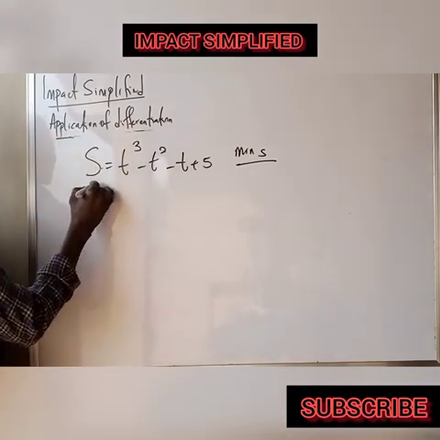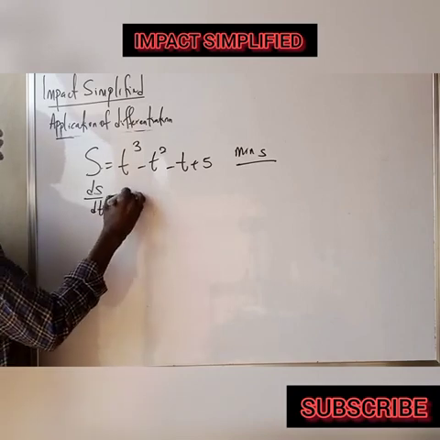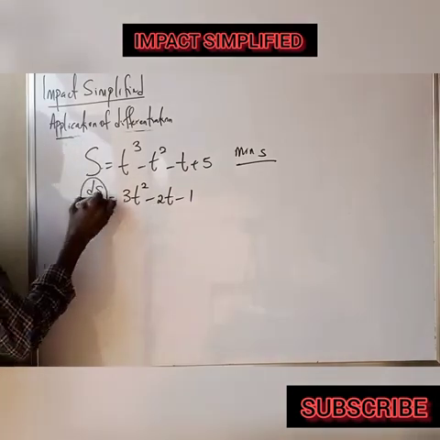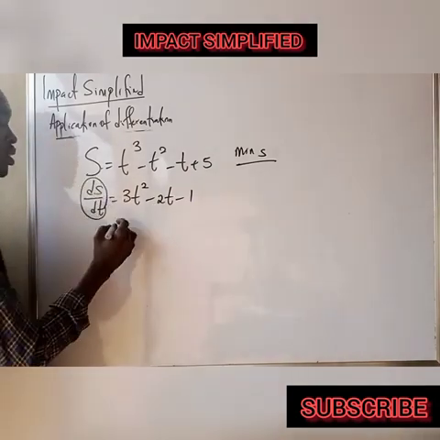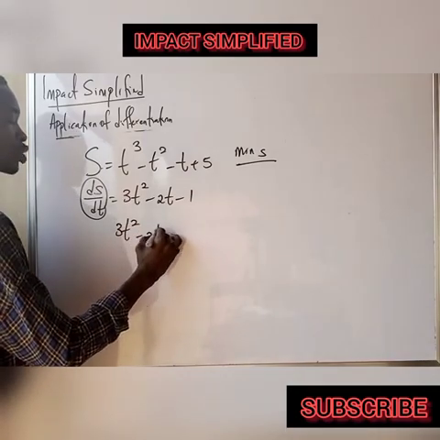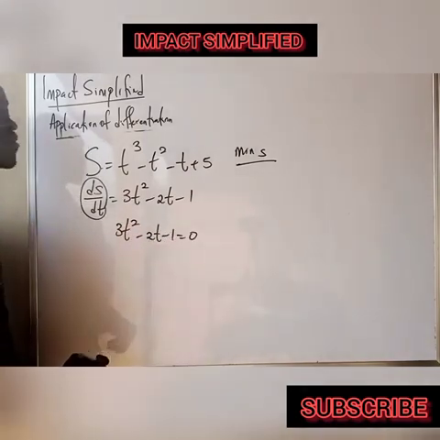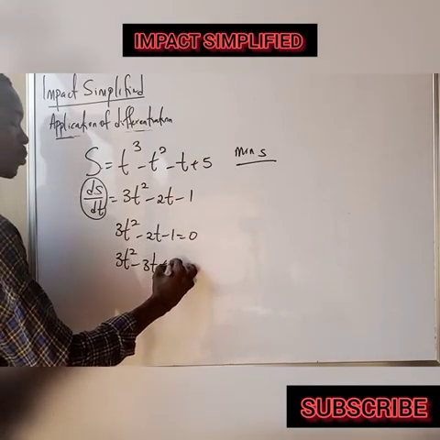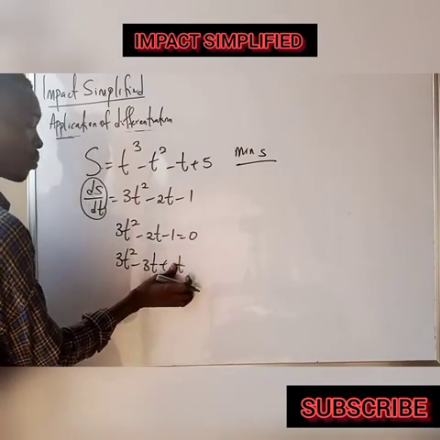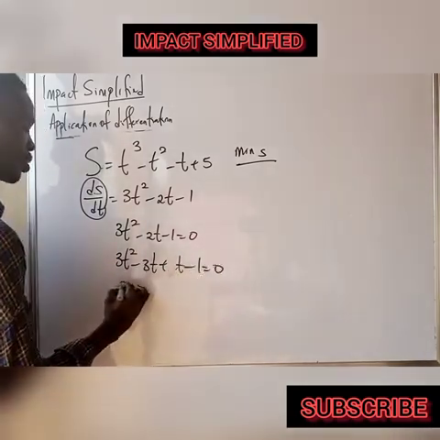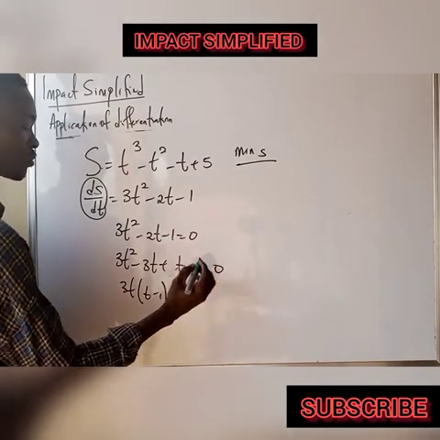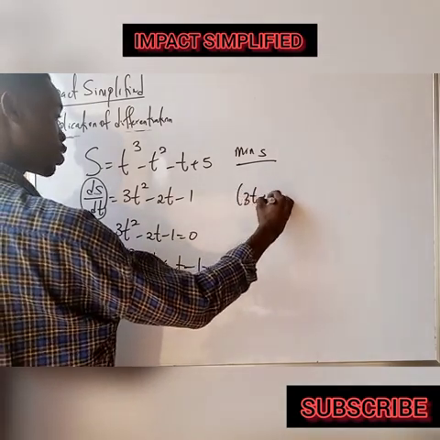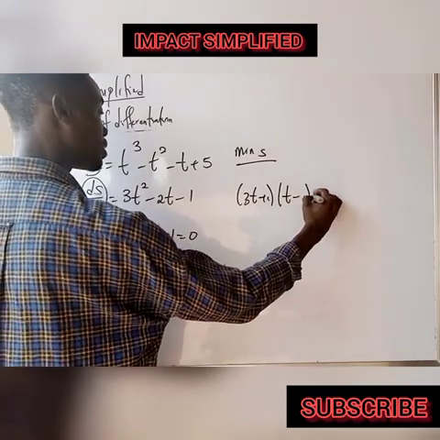We know the step. And for step 1 is what? For you to differentiate. That will give you 3t squared minus 2t minus 1. Then you equate your dx over dt to 0. That will give us 3t squared minus 2t minus 1 is equals to 0. Then we have to factorize. So if you factorize this, we have 3t squared minus 3t plus 2t, plus t minus 1 is equals to 0. 3t is common, we have t minus 1, and then plus 1 is common, we have t minus 1 is equals to 0. Then we have 3t plus 1, and then t minus 1 is equals to 0.